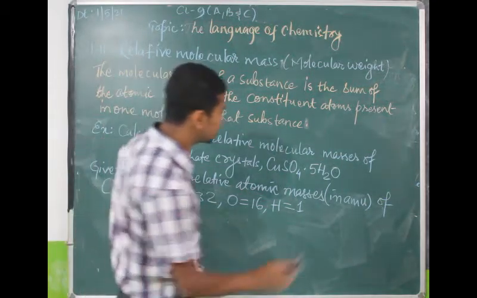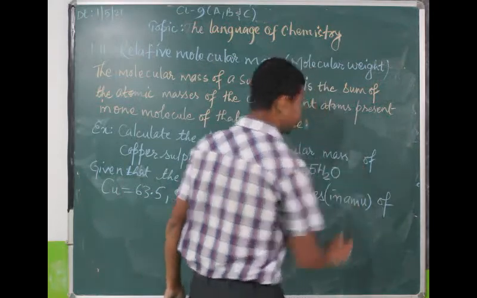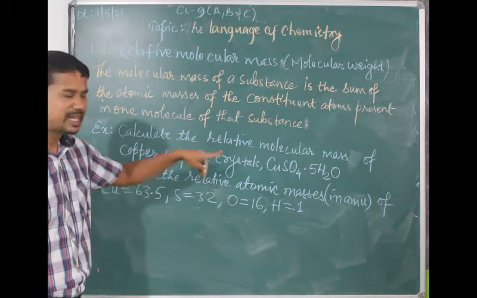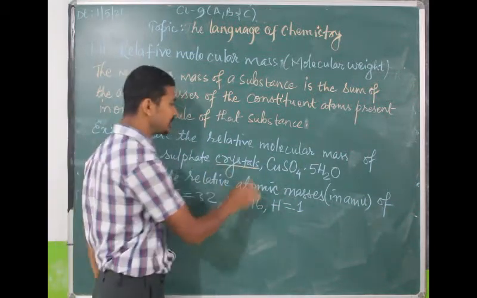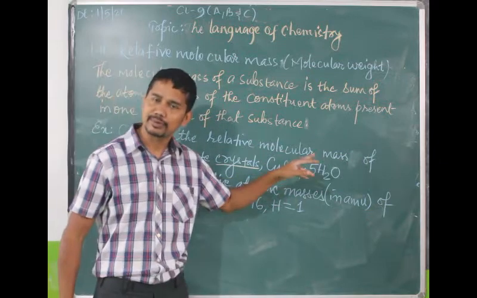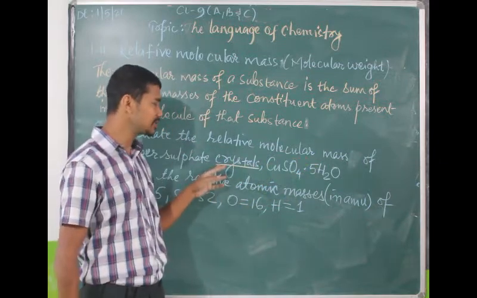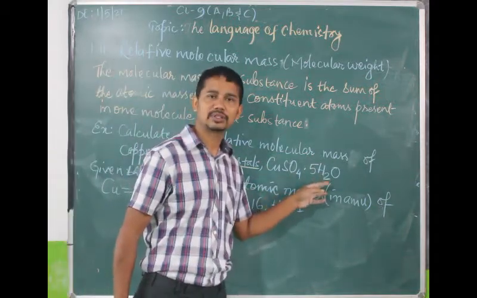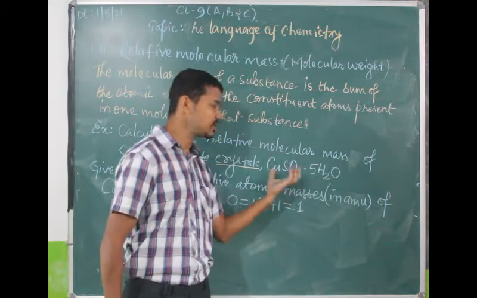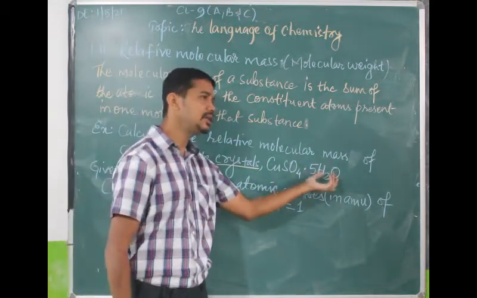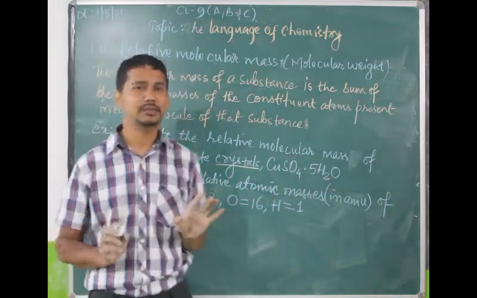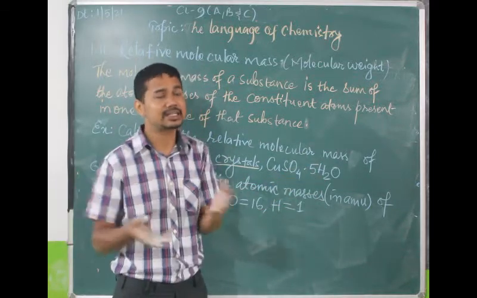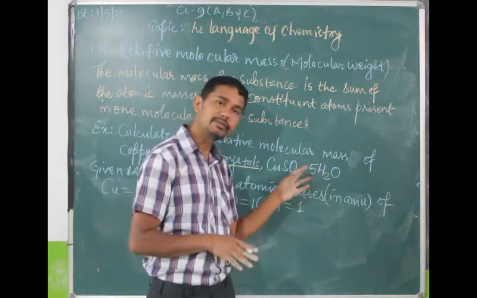We are finding the relative molecular mass of copper sulfate crystals. Since it is said crystals, you might think that copper sulfate is CuSO4 only. But since it is written crystal, it is because of this water. This is a hydrated salt. This water molecule is an integral part of the molecular formula. It is not from outside.